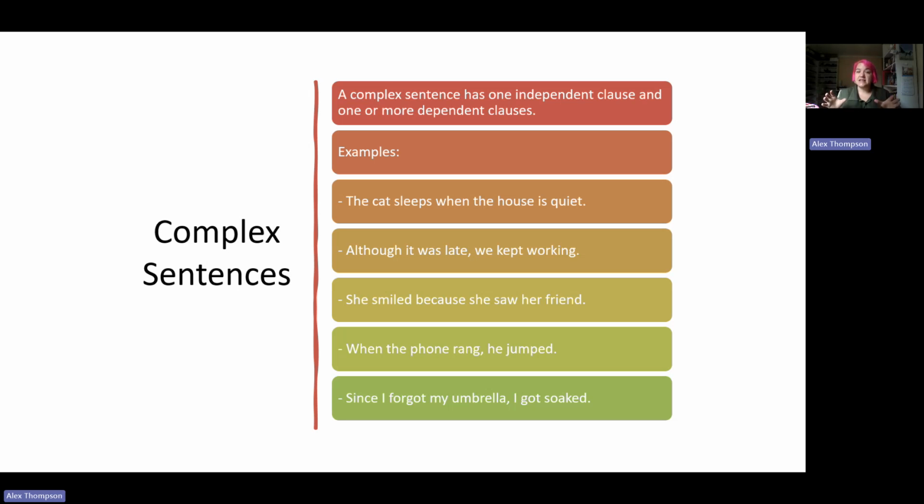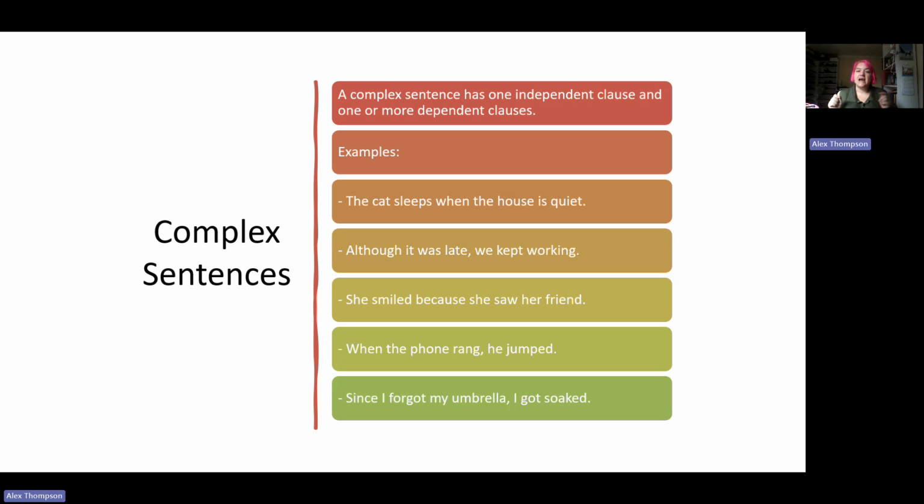So it's basically adding detail, but rather than with a compound sentence where we've got two independent pieces of information that we join together, this is one piece of information and some added detail. So a complex sentence, one independent clause and one or more dependent clauses. So that's the added detail that doesn't make sense on its own.